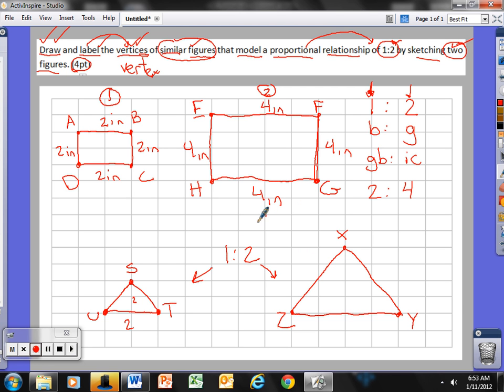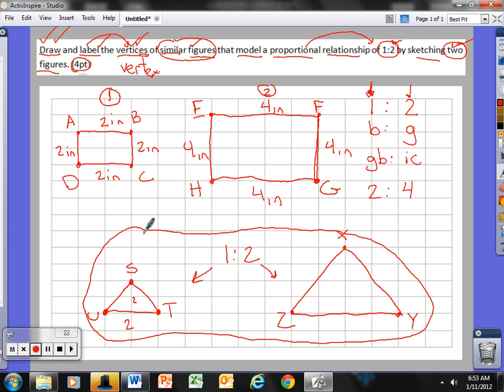Now, again, I didn't have to do this illustration here. I already have my 4 points from the work I've shown up top, but I just wanted to give you another example with a different shape. Okay, hope this makes sense for you of how to draw two proportional shapes with a ratio of 1 to 2. Take care.